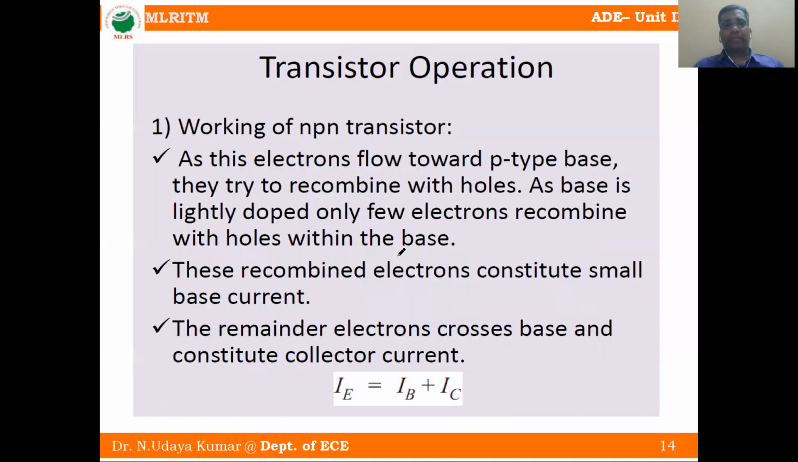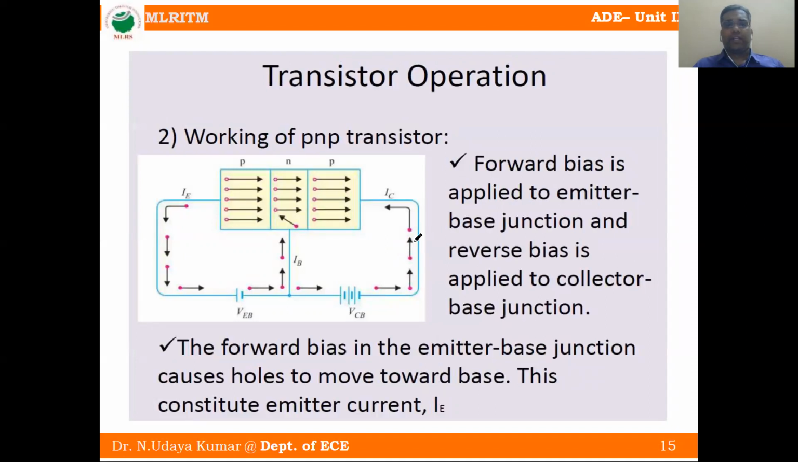Now we go for the PNP transistor. Similar operation. What do you mean by PNP transistor? So here two P-type materials, here one and here one. Two P-type materials, and in between, one N-type material is sandwiched. Then we call it a PNP transistor. Because it is a P-type material, and it is an N-type material.